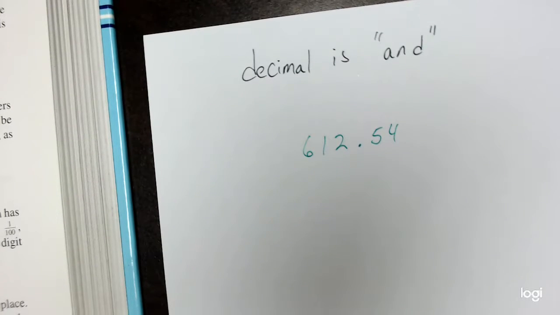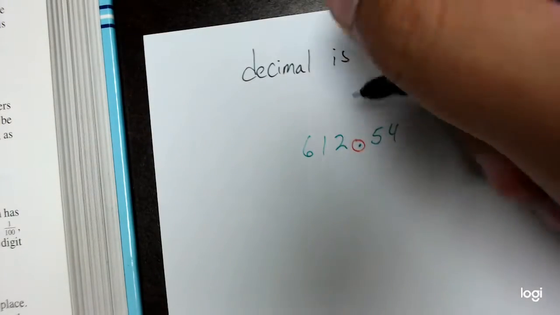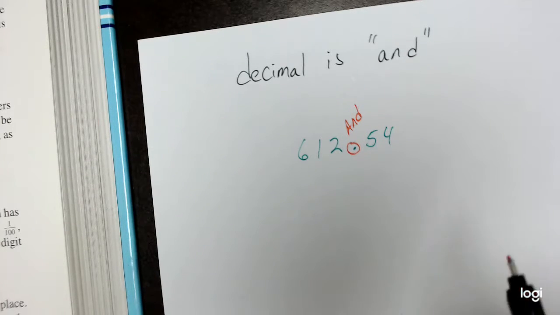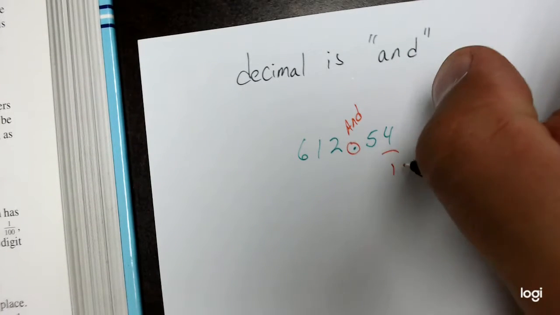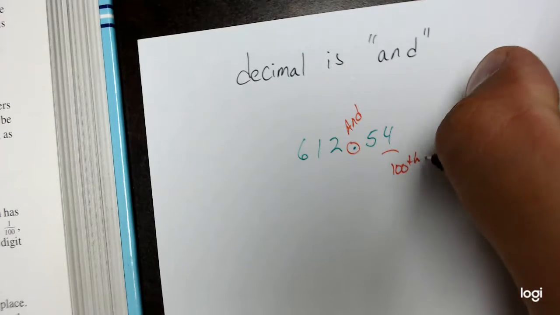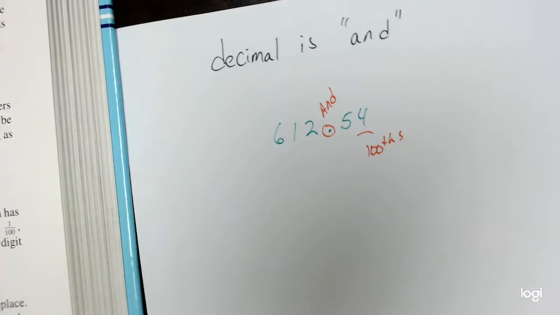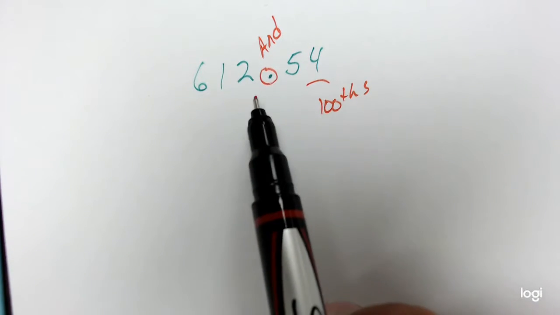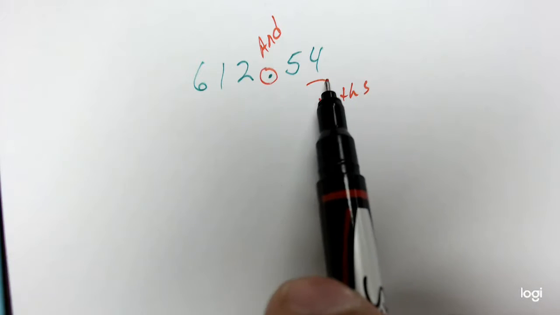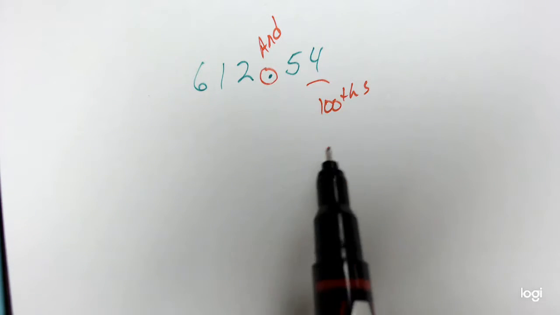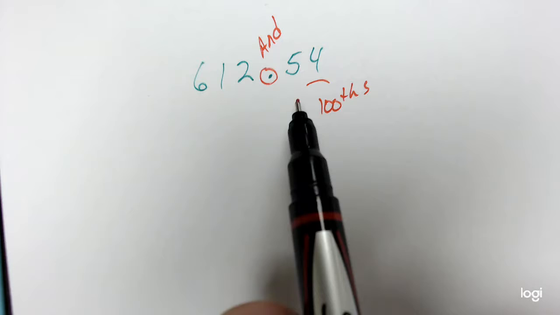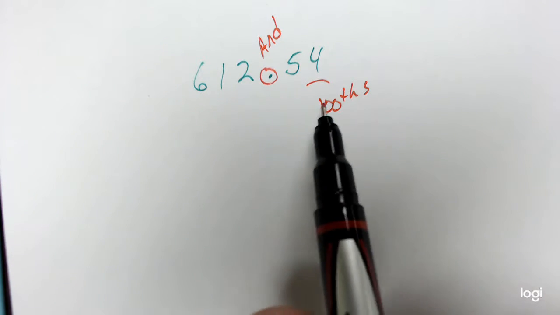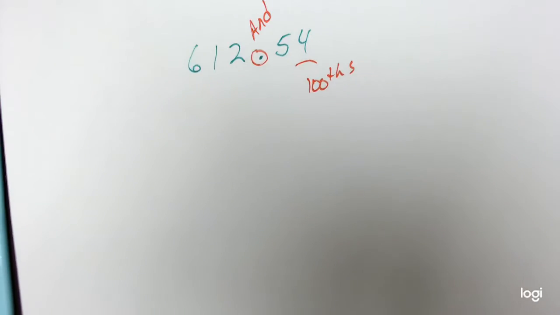Let's go ahead and make a point of that. And then it's not just and 54, it's 54 hundredths. Put a hundredths right there. So the way this works is when we read decimal numbers, the decimal is always the and. The number after the decimal is read as a normal number, so I'll just say and 54, and then the ths I put on the end is the place value of the last digit. So this is 612 and 54 hundredths.